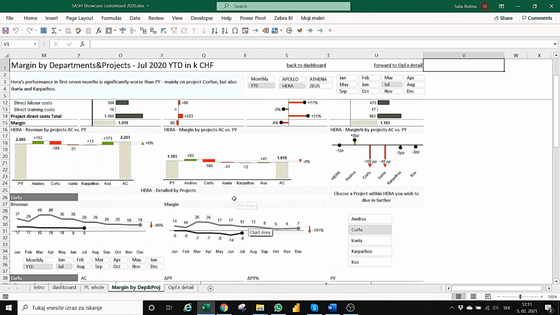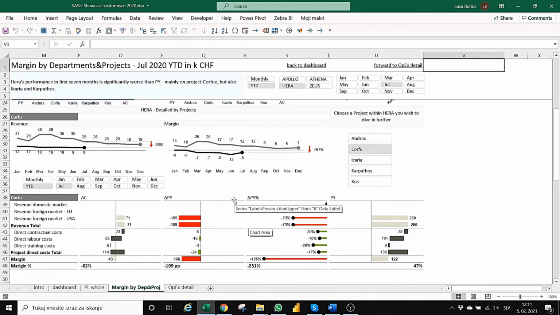So now let's look at this Corfu and Ikaria a bit closer. Here we can choose a project within Hera which we want to dive in deeper. Corfu is already selected, and we can see that revenue started falling already in previous year and is still falling. Obviously the same is happening with margin, but to an even greater extent. If we look, for example, only at July, revenue fell 66%, whereas margin 161%. However, on a year-to-date basis, revenue fell 73% and project direct costs only 17%.